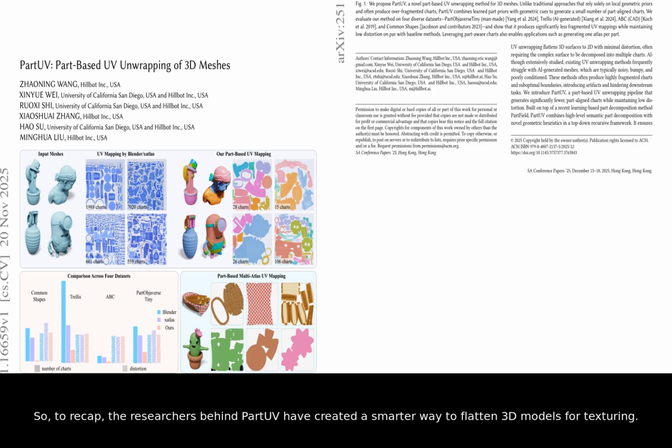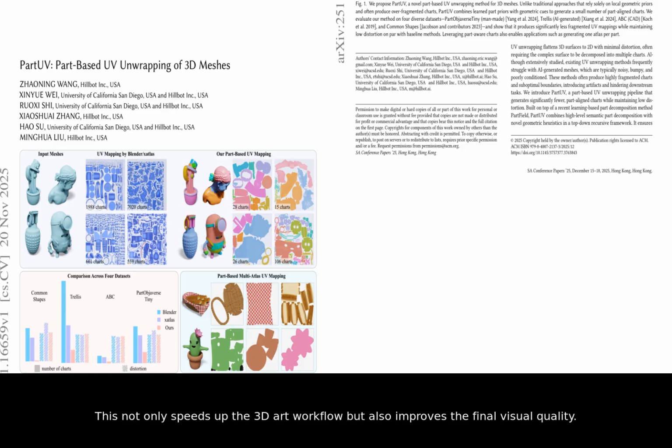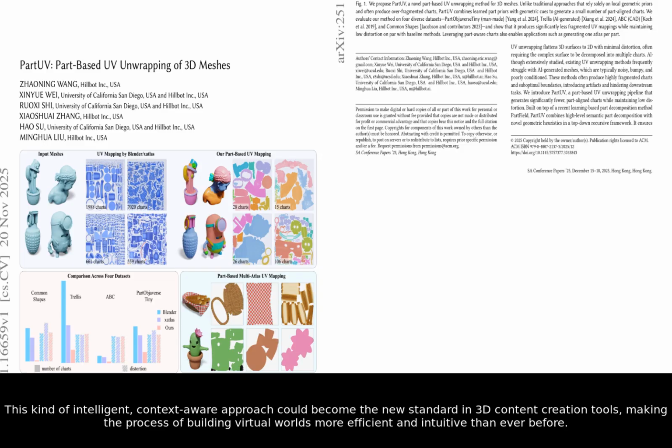So, to recap, the researchers behind PartUV have created a smarter way to flatten 3D models for texturing. By integrating an AI that understands the semantic parts of an object, their method creates far fewer, more logical, and artist-friendly UV layouts. This not only speeds up the 3D artwork flow but also improves the final visual quality. This kind of intelligent, context-aware approach could become the new standard in 3D content creation tools, making the process of building virtual worlds more efficient and intuitive than ever before.